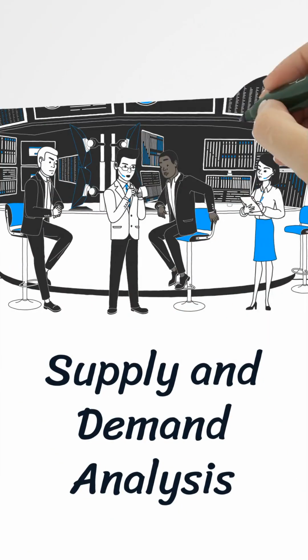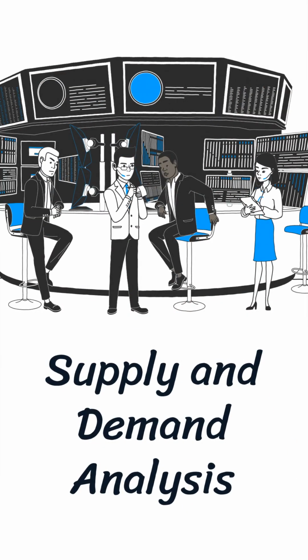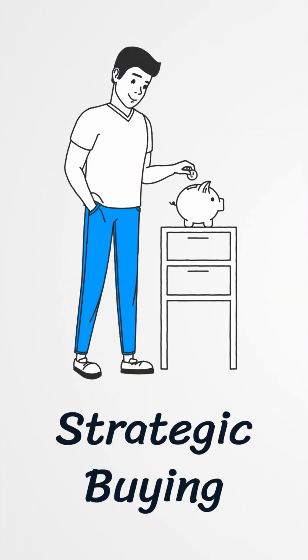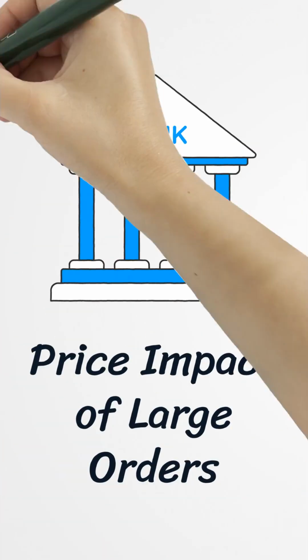Supply and demand analysis. As you can see, a bank that needs to buy a large order like 500 million euros would be foolish to try to get it all at once at the market price, because it would almost certainly get it at an average price higher than the current market price. The bank would be putting the price up on itself.